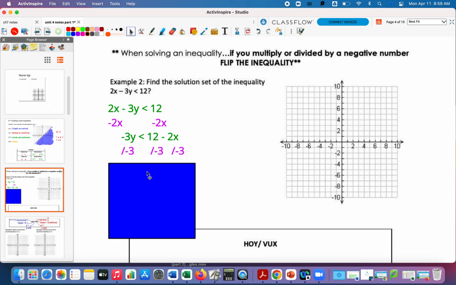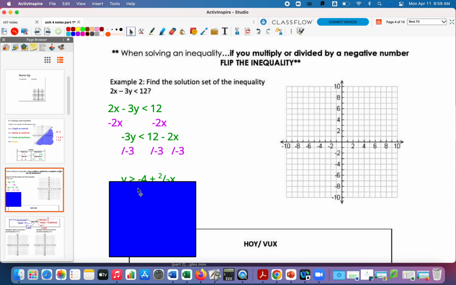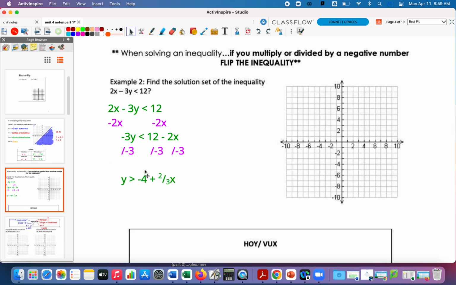I need to divide by -3, so these would cross out, giving me y by itself. 12 divided by -3 is -4. -2 divided by -3 would just change to positive 2 over 3. And notice that my sign flipped. We divided by a negative, so now it is y greater than.